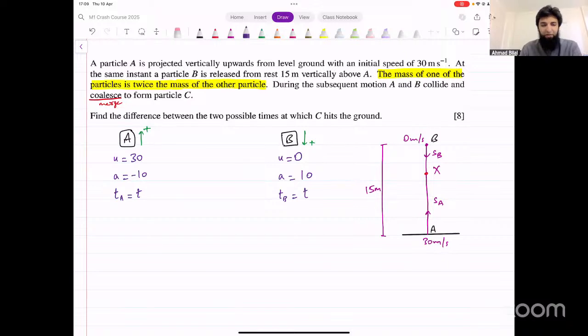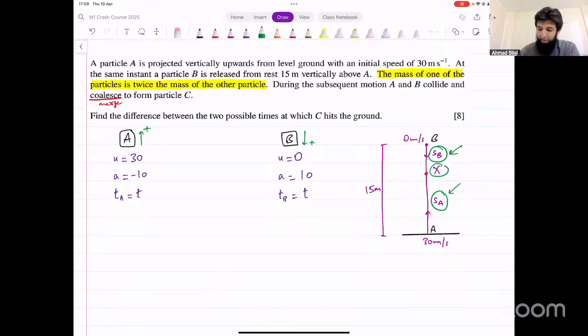What else? Do we have any other information that we can use to connect these two? We are given the total displacement. The total displacement was 15 meters. So what that means is B is moving some distance in the downward direction, and A is moving some distance in the upwards direction.